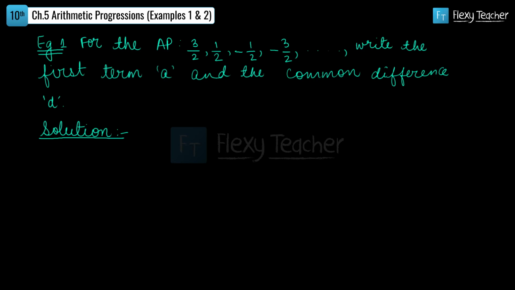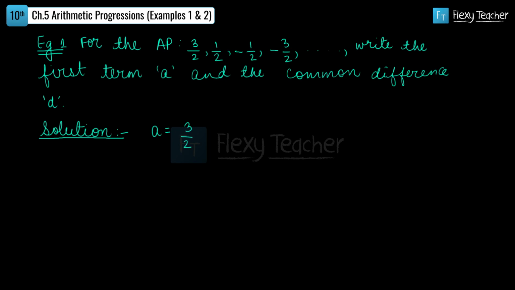Example number 1. For the arithmetic progression, the sequence 3 by 2, 1 by 2, minus 1 by 2, minus 3 by 2, and so on, write the first term A and the common difference D. We are given that the sequence is in arithmetic progression. AP stands for arithmetic progression. So A, the first term, is equal to 3 upon 2.